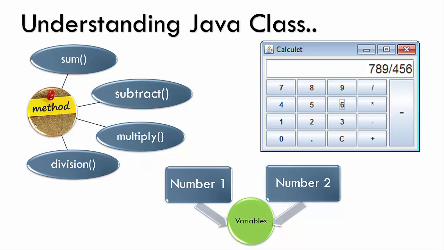So a Java class is nothing but the combination of your variables and methods which will help us to do certain operations end-to-end, and which will give us the blueprint of a class behavior.